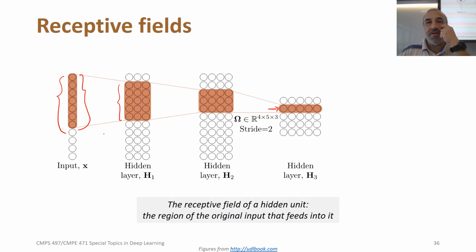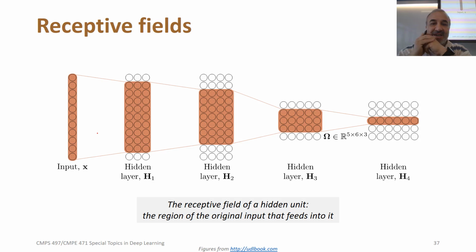That's the receptive field. As we add more layers, the receptive field of the nodes in the hidden layers will increase, right? Because they are computed over now larger regions. And that means that the information is integrated. First the information was about very small regions in the input. Then they are combined, and the receptive field increases, until at some point we might cover the entire input, as you can see here.